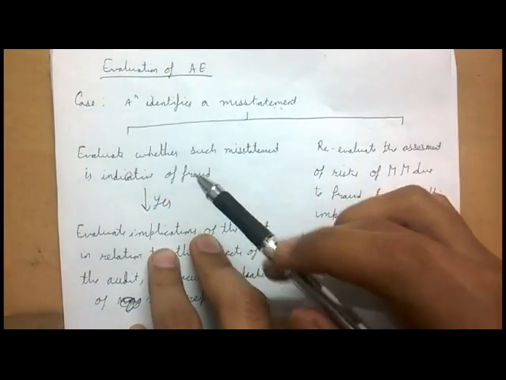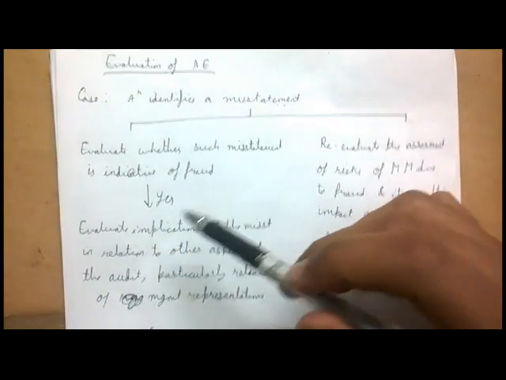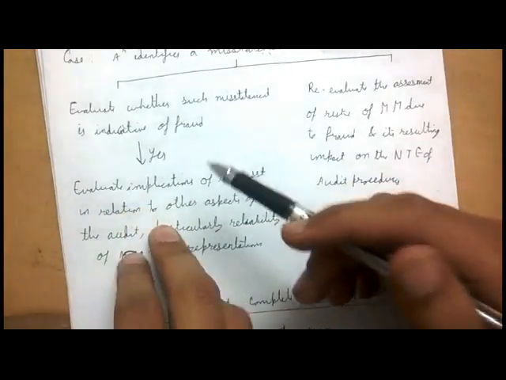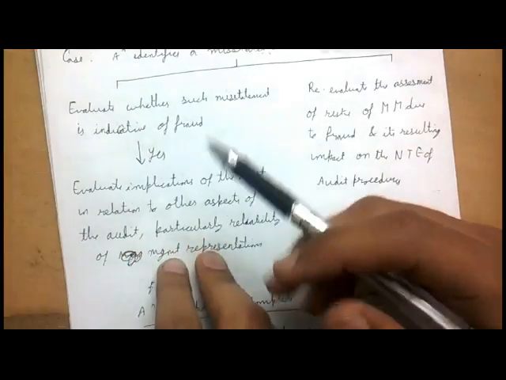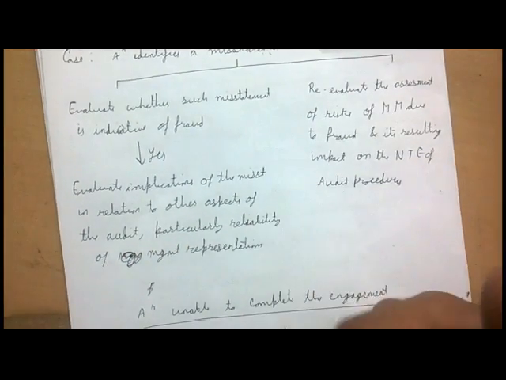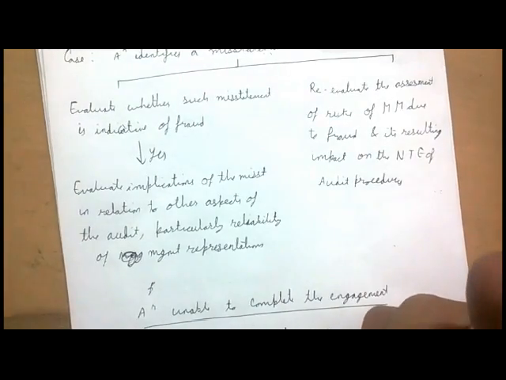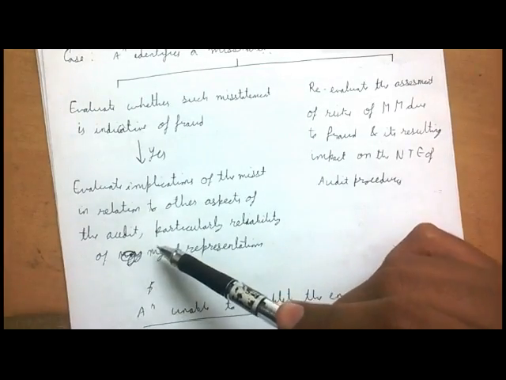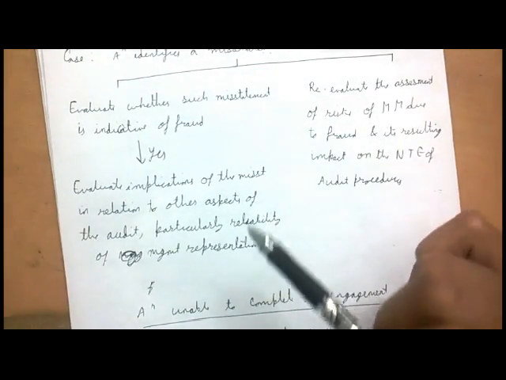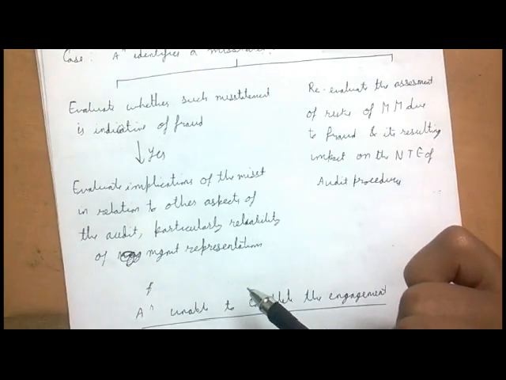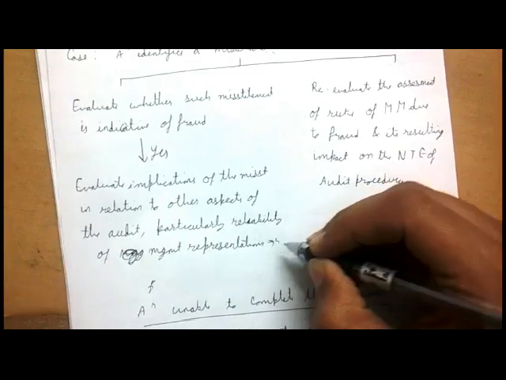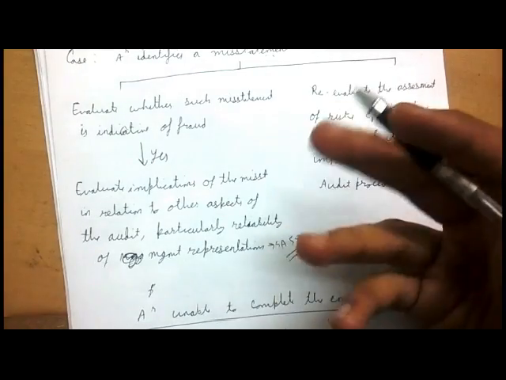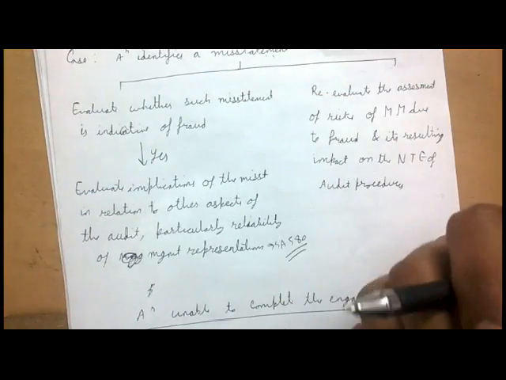If the answer is yes, that it is indicative of fraud to be specific, then evaluate the implication, the effects of such misstatement in relation to other aspects of the audit. What is going to have an impact on other parts of the audit is something you're going to evaluate, particularly the reliability of management representation. Management representation is covered in ISA 580. You're going to consider the reliability of the management representation.